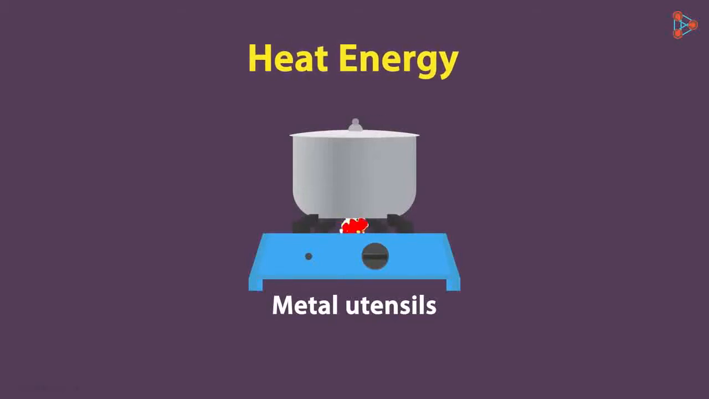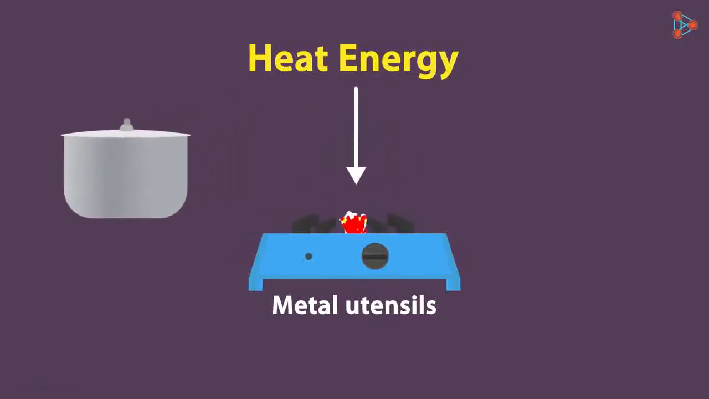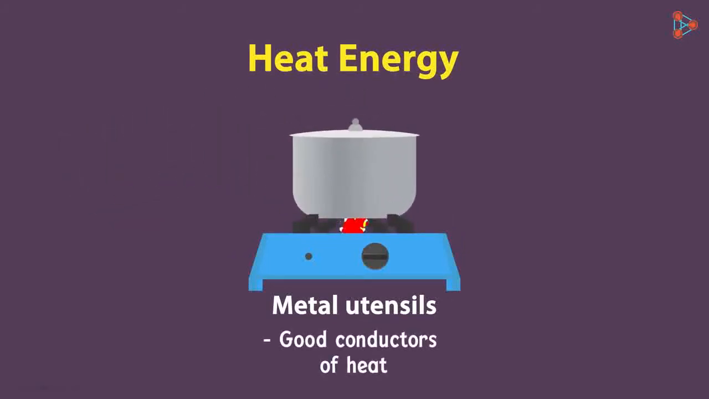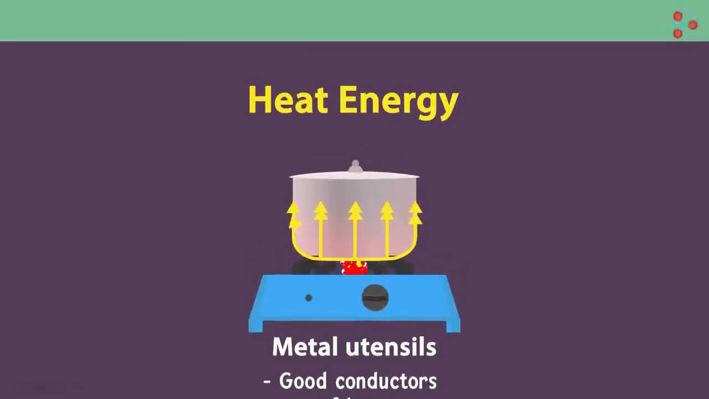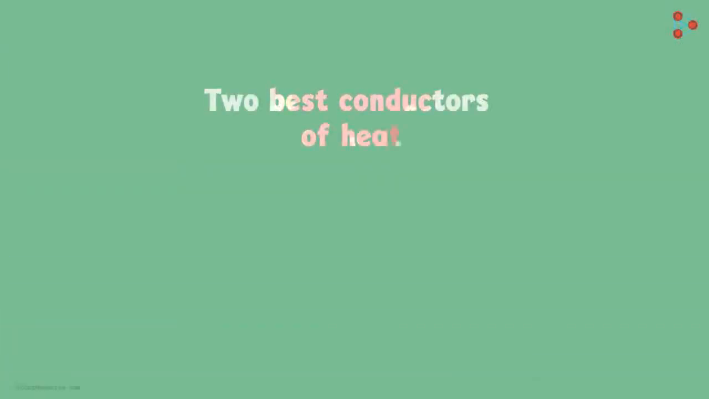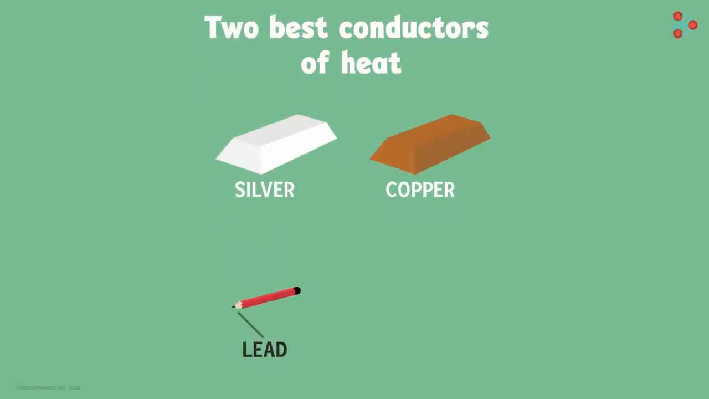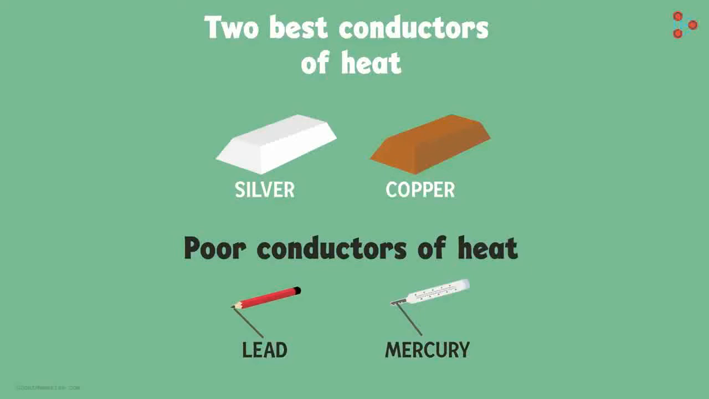Heat energy. Correct. We need heat energy to cook food, and metal utensils are good conductors of heat. They help transfer heat evenly through the entire surface and provide even heating. No doubt, most metals are known to be good conductors of heat. Do you know the 2 best conductors of heat? They are silver and copper. 2 other metals like lead and mercury are comparatively poor conductors of heat.